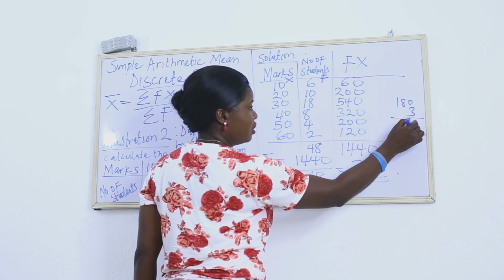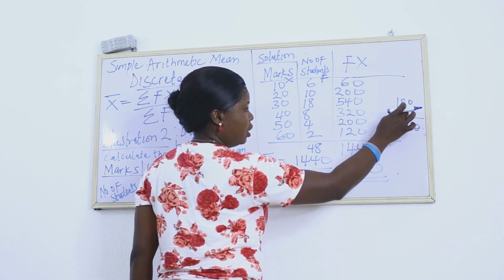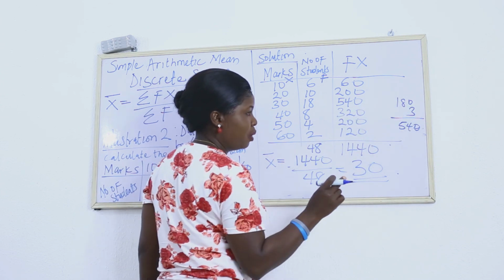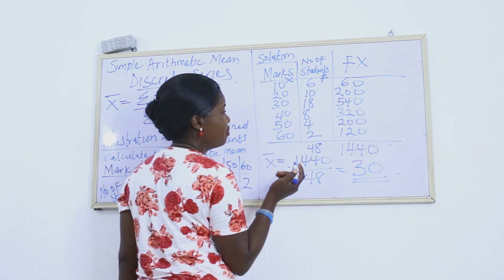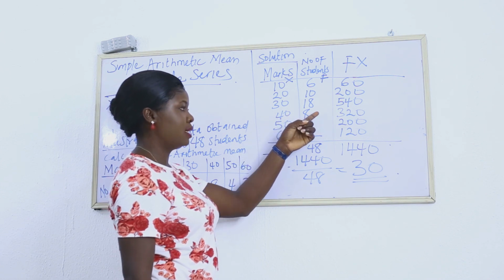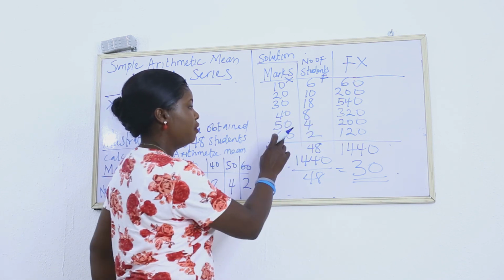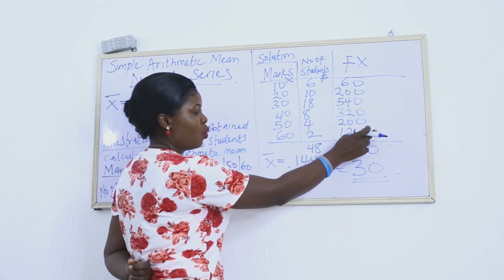So 3 times 0 is 0. 3 times 8 is 24, carry 2, write 4. Then 3 times 1 is 3, plus the remaining 2, that's 540. So you can also develop that method of multiplying. Then the next one says 40 times 8 is 320. Then 50 times 4, 200. Then 60 times 2, 120.